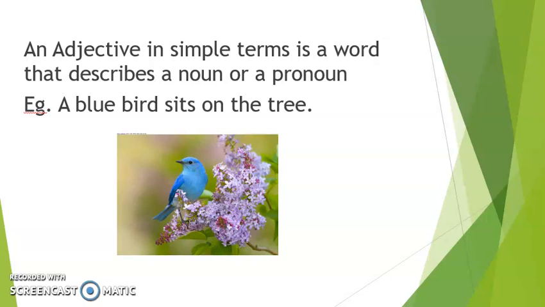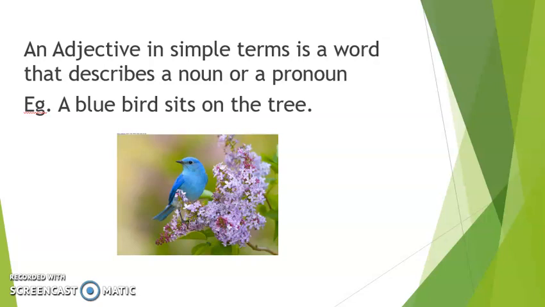I have an example here. A blue bird sits on the tree. So blue is the adjective that qualifies the noun bird. Blue gives us extra information about the color of the bird. So a blue bird sits on the tree. The adjective, as you can see on the screen in the definition, is a word that qualifies a noun. So blue is the word that qualifies the noun bird because it provides us extra information about the bird.